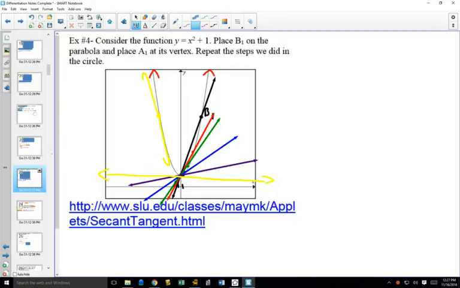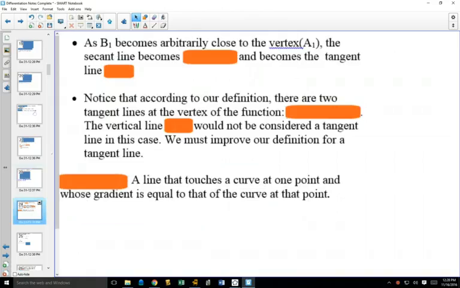But if I made a secant line really, really close to there, that would be a good estimate for the slope of our tangent line. And if we use the idea of limits that we did before and we get closer and closer and closer to that point, maybe we could find it exactly. So we notice that as it gets closer to that vertex, that secant line becomes horizontal, and the tangent line becomes y equals 1.